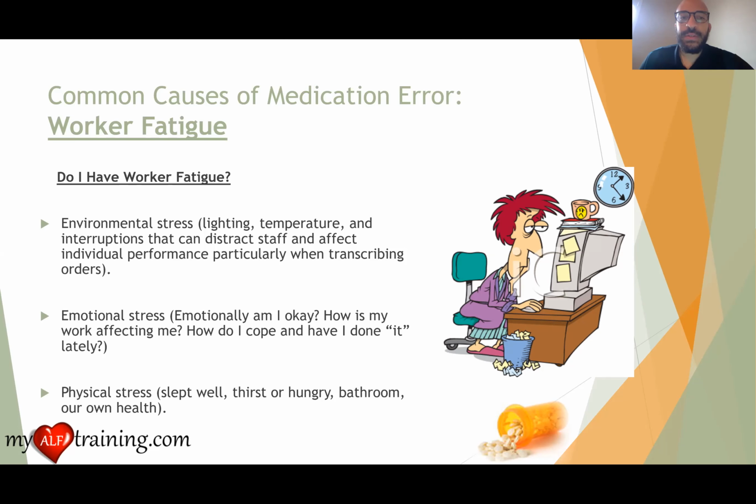What contributes to worker fatigue? Well, environmental stress, the lighting. Do you wear glasses? Is the lighting too bright for you? Do you need to get your prescription changed? Do you need to make sure you're not looking at the computer too long? Take a break. Is the temperature appropriate for you? Is it too hot? Is it too cold? And interruptions that can distract the staff and affect your performance.